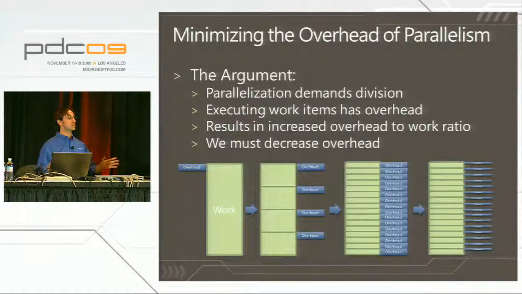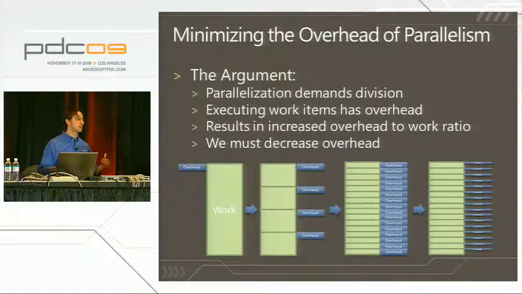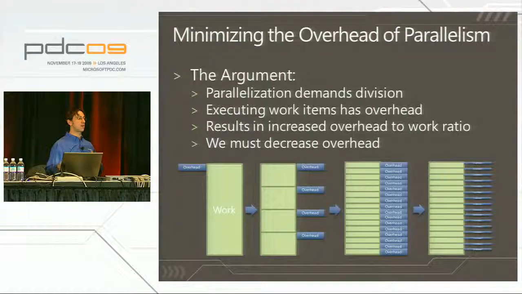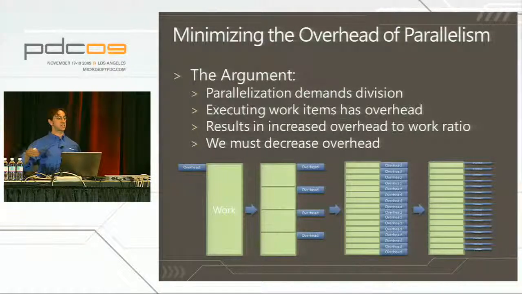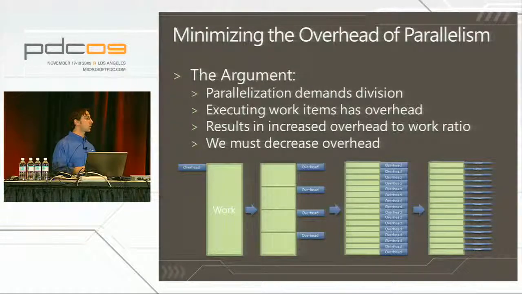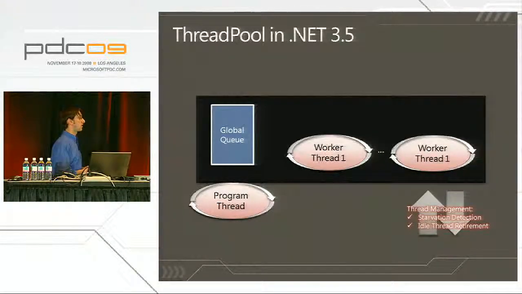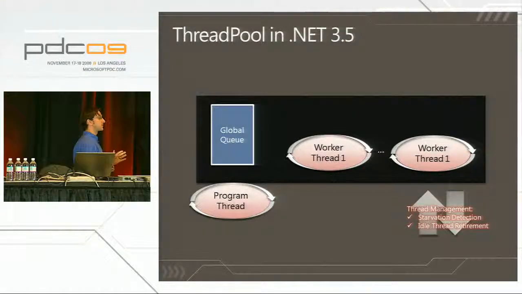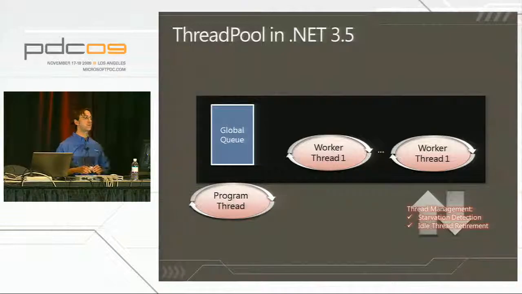And this is all about decreasing these execution overheads such that the ratio between the overheads and the actual work gets back into a sane territory so that I can actually continue to divide and saturate all of the available cores that I have. And that's really what the work we've done in the .NET 4 thread pool is all about. So to level set, I'm going to describe briefly the concepts behind the .NET 3.5 thread pool, which are very similar to thread pools in other systems as well.